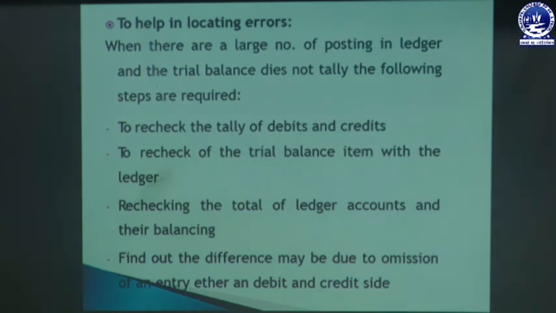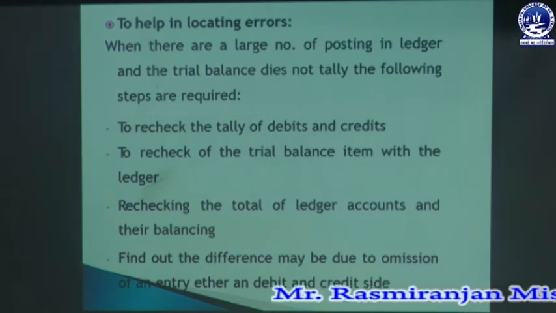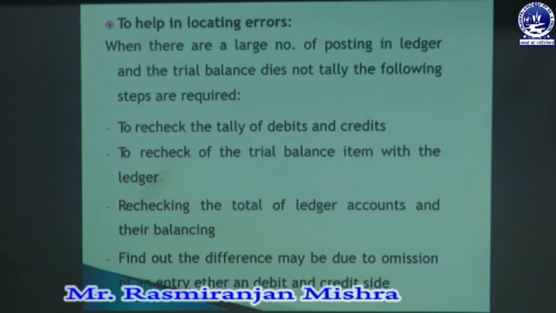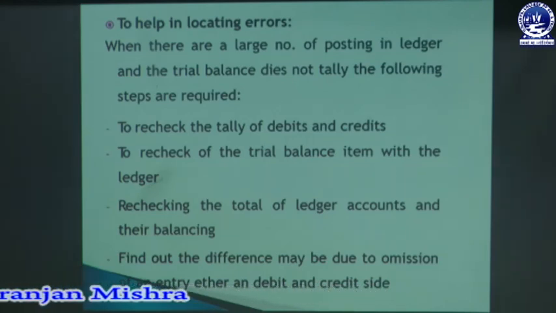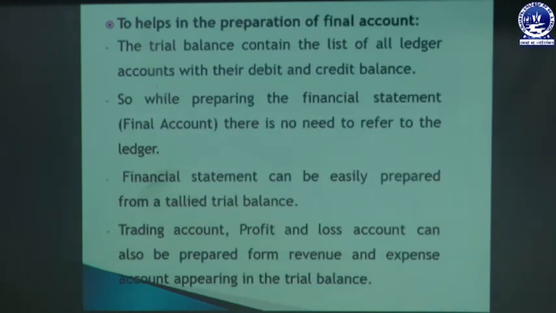Then recheck the total of ledger accounts and their balancing; we must check the various ledger accounts and their balance amounts. Then find out the difference that may be due to omission of an entry on either the debit or credit side. If there is any omission in entering the amount on either the debit side or credit side, we must take that into consideration and find out that difference.